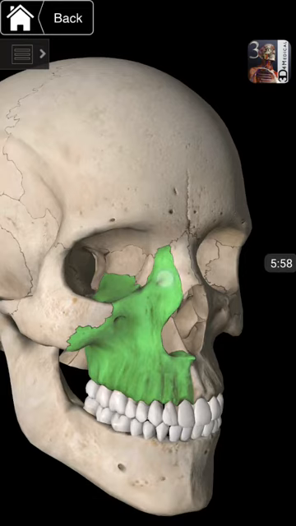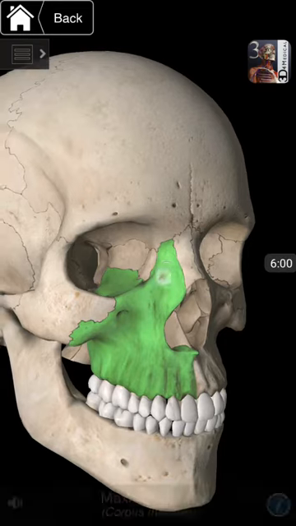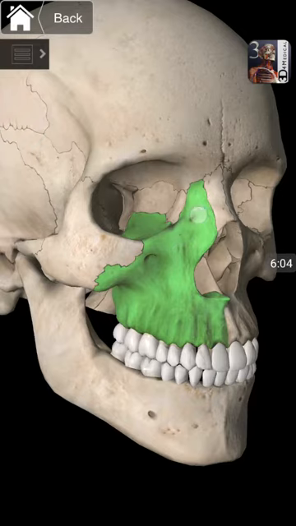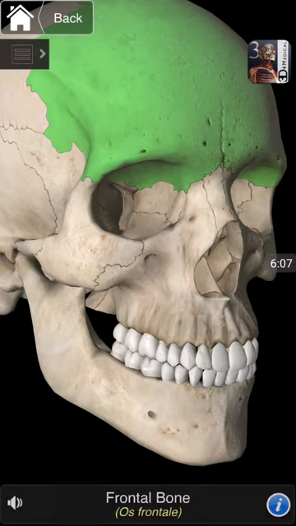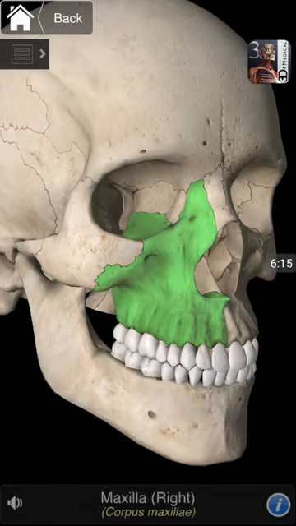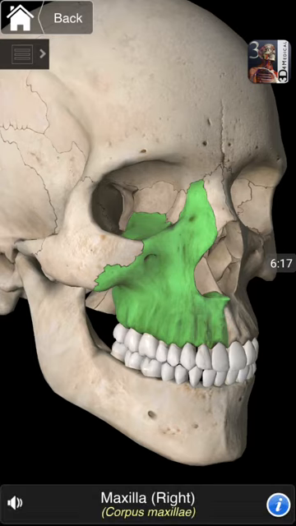This is the frontal process of the maxilla. Why frontal process? Because it is directed upwards, and it is making a suture with the frontal bone, so that's why this process is called the frontal process of the maxilla. Whereas here, this is the zygomatic process of the maxilla.